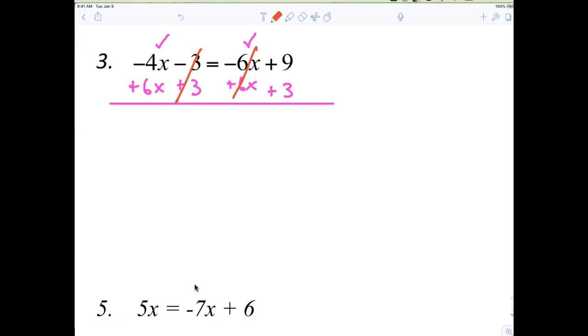But now, what's negative 4x plus 6x? 2x. So 2x is equal to what? 12. And then we divide both sides by 2. And so x is equal to 6.